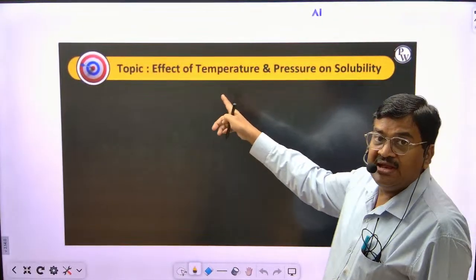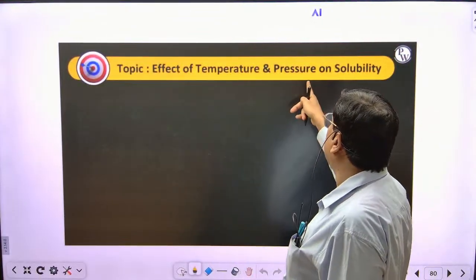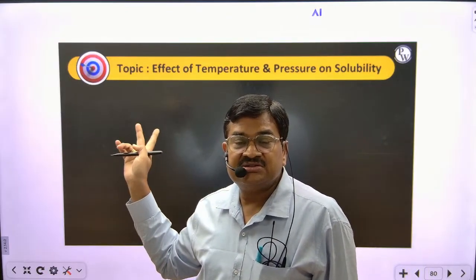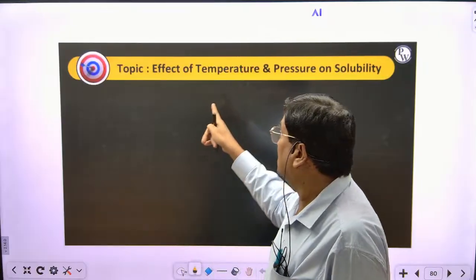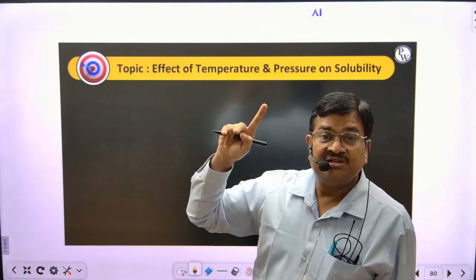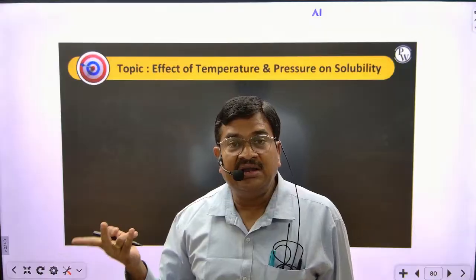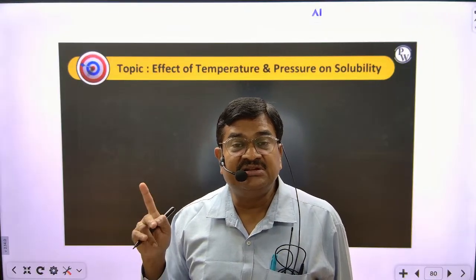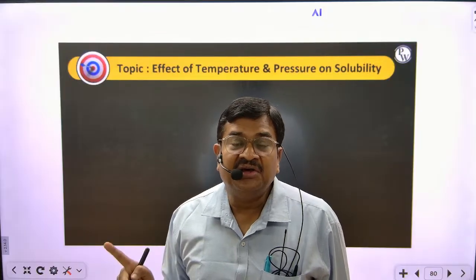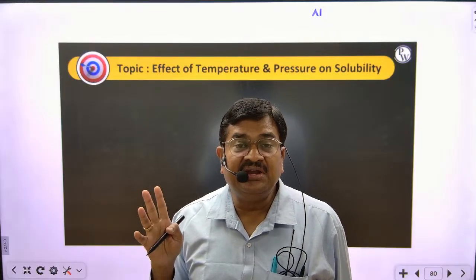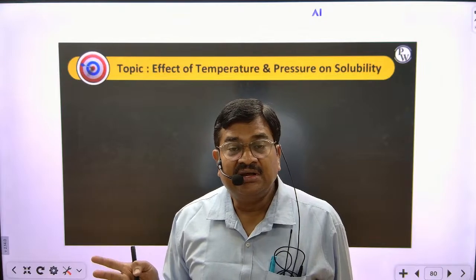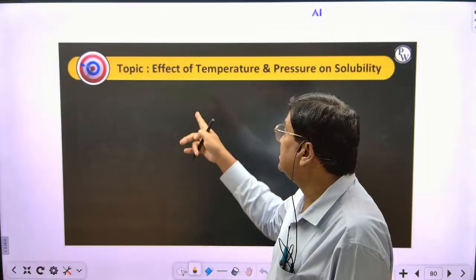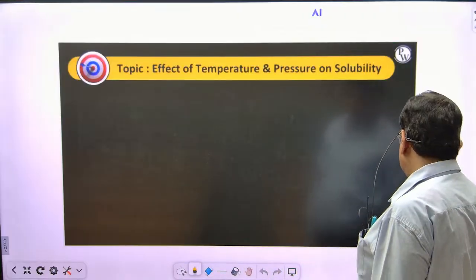And how temperature will have effect on solubility. Pressure has no effect. Why we discussed yesterday, since solids are incompressible. Whereas effect of temperature, the solubility may either increase or decrease with increase in temperature. It depends on enthalpy of solution. That means it may be either exothermic or endothermic. If it is exothermic, solubility decreases with increase in temperature. If it is endothermic, solubility increases with increase in temperature, that we discussed. See, that is the effect of temperature and pressure on solids.